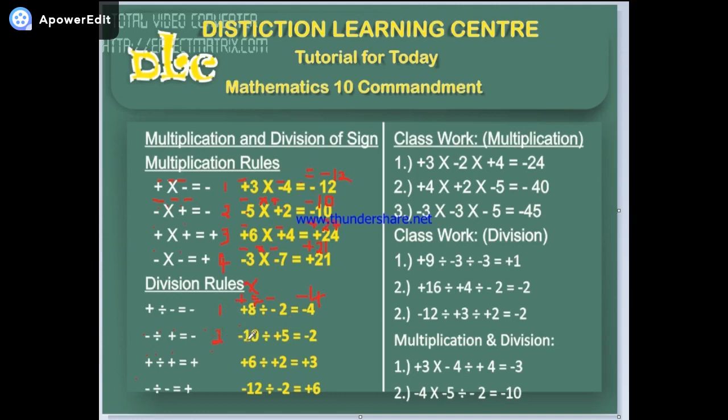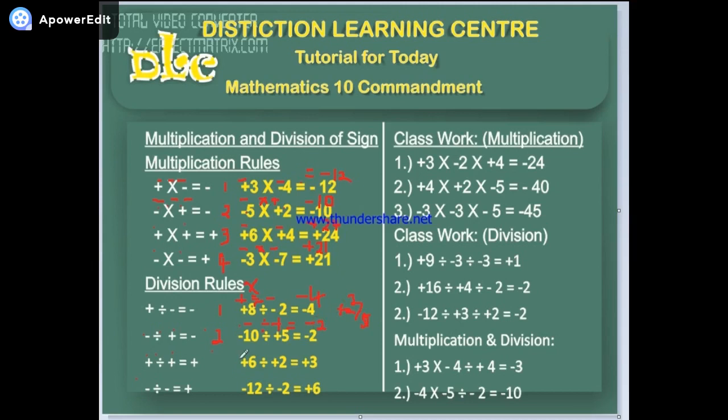Under example 2 we have minus 10 divided by plus 5. So how are we going to do this? We just say minus divided by plus will give us minus. And 10 divided by 5 will give us what? 5 here 1, 5 here 2. So that means it will give us minus 2. So definitely minus 10 divided by plus 5 will give us minus 2.